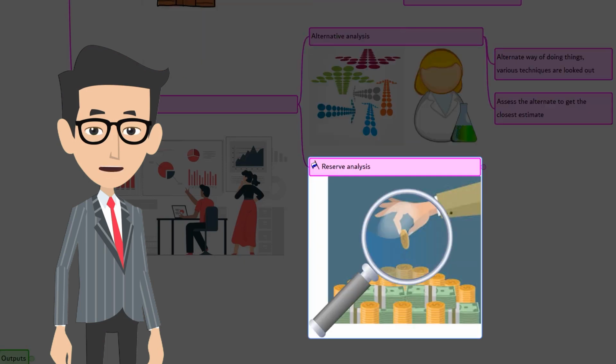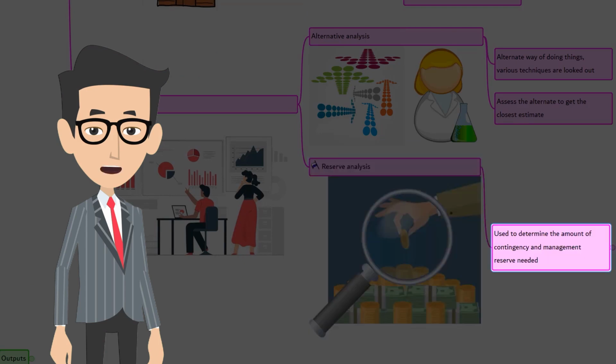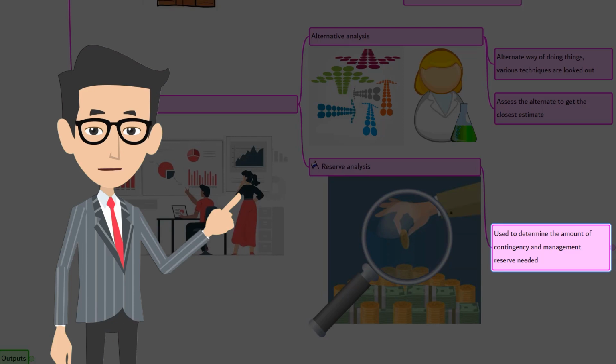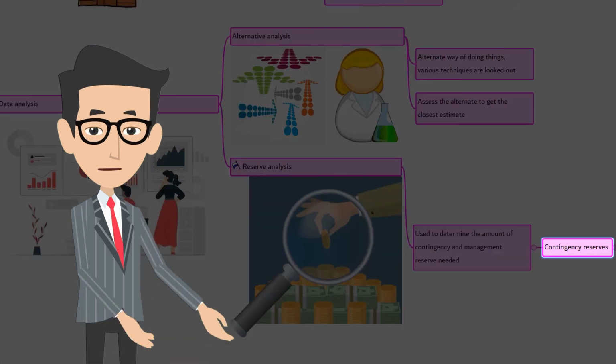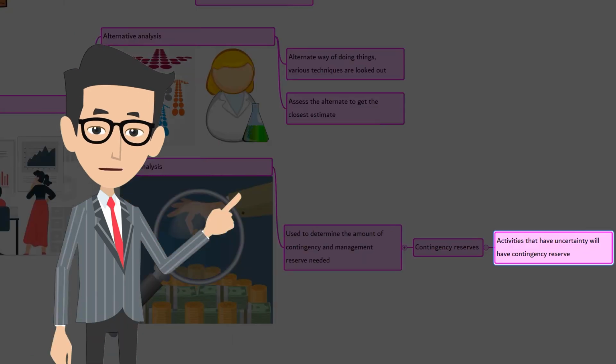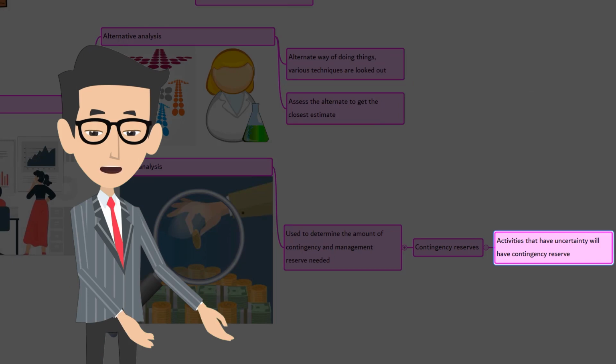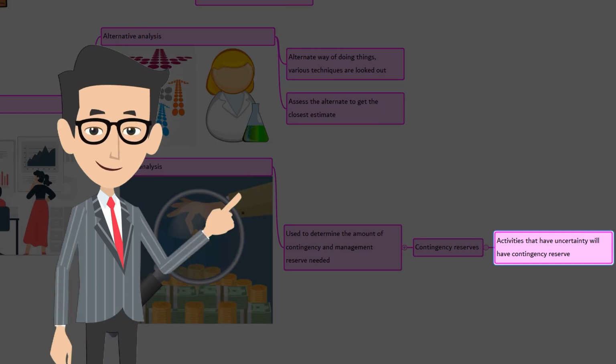The next is reserve analysis. Reserve analysis is used to determine the amount of contingency and management reserve needed for the activity. Let's talk about it. First, contingency reserves. The activities that have high uncertainties will have contingency reserve as a part of duration estimation. This is also referred to as schedule reserve.